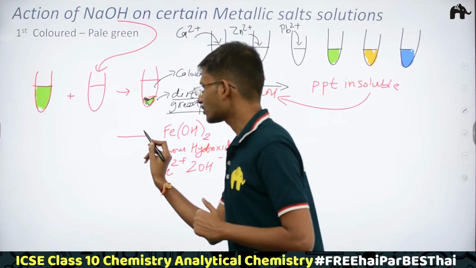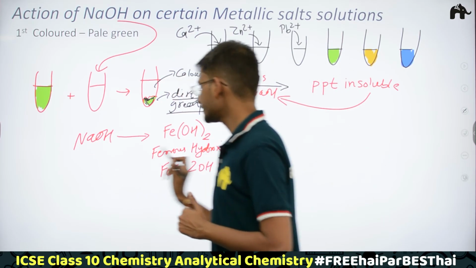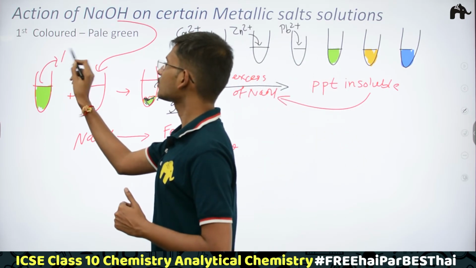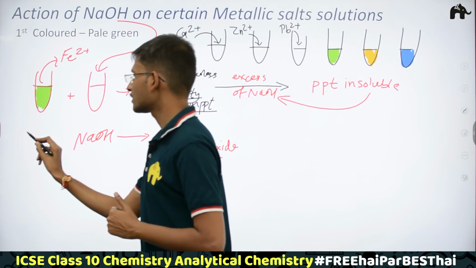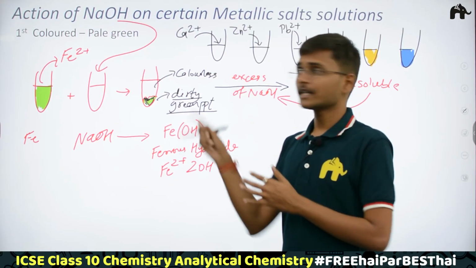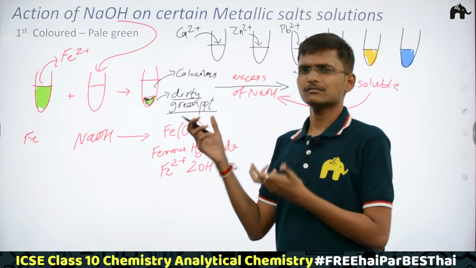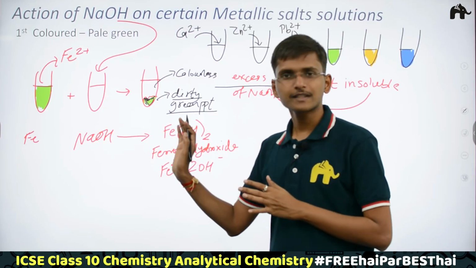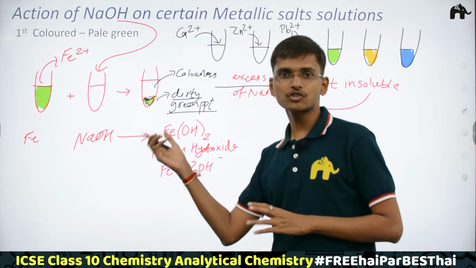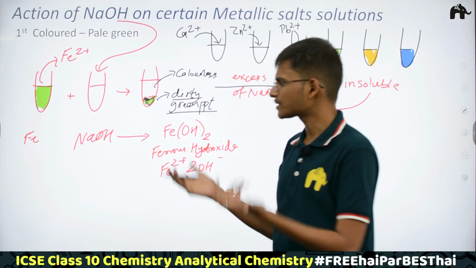Now we are clear. This OH minus ion is coming from this NaOH. The Fe2 plus ion is coming from this metallic salt solution. This means that our metallic salt solution has Fe2 plus ions. Now we have to take a salt having Fe2 plus ion, which is also soluble. We can take ferrous nitrate as well, ferrous chloride, ferrous bromide, ferrous iodide, because iron salts are not in the exception. We can also take ferrous sulfate, because it is also not in the exception. So let's take ferrous sulfate.